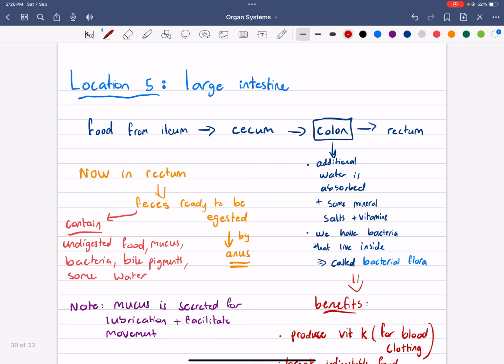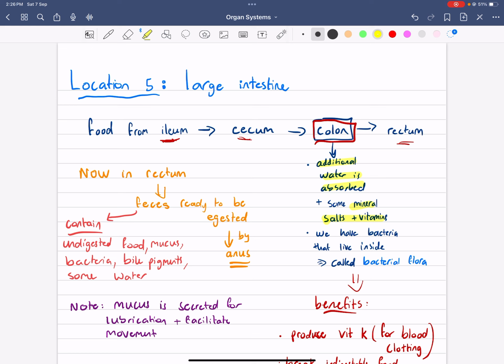And now finally, after the small intestine, where did we reach? We reached the large intestine. So food from the ileum, which was the last part of the small intestine, goes into the cecum, into the colon, and then the rectum. Now, the colon is usually the main organ in the large intestine. So what does it do? Additional water is absorbed. Maybe we didn't absorb all the water in the small intestine, so we have time also in the large intestine to absorb more water, and we also have some absorption of mineral salts and vitamins.